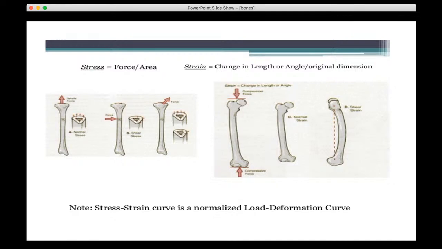And on the right hand side, now you can see different strains. Strain is change in length. When you apply tensile stress, excessive lengthening happens. And in the last figure, you can see the bending is happening. So stress is force per unit area and it will lead to strain. And what is strain? Strain is basically change in length or change in angle, as compared to the original, it will have some difference. So that will lead to deformation. Now we'll discuss the stress strain curve in the next slide.